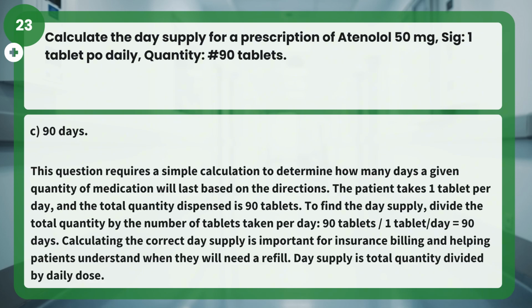Answer C. 90 days. This question requires a simple calculation to determine how many days a given quantity of medication will last based on the directions. The patient takes 1 tablet per day, and the total quantity dispensed is 90 tablets. To find the day supply, divide the total quantity by the number of tablets taken per day. 90 tablets / 1 tablet per day equals 90 days. Calculating the correct day supply is important for insurance billing and helping patients understand when they will need a refill. Day supply is total quantity divided by daily dose.